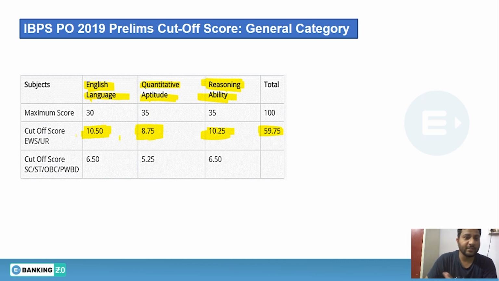So these are the things. And look at the cutoff for SC, ST and OBCs. It goes around 6 to 7.